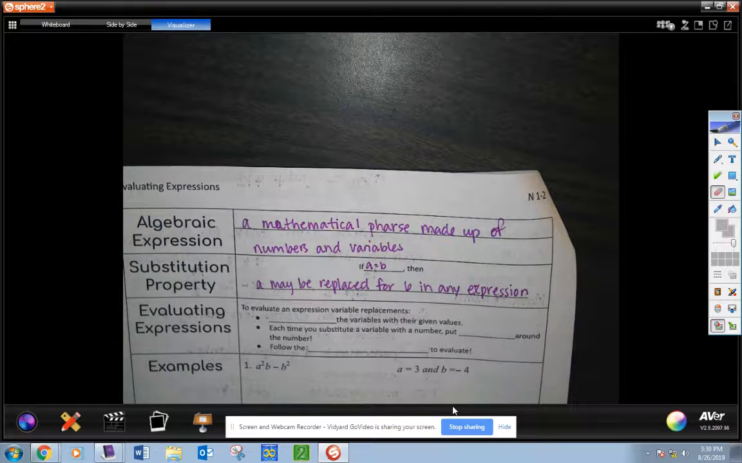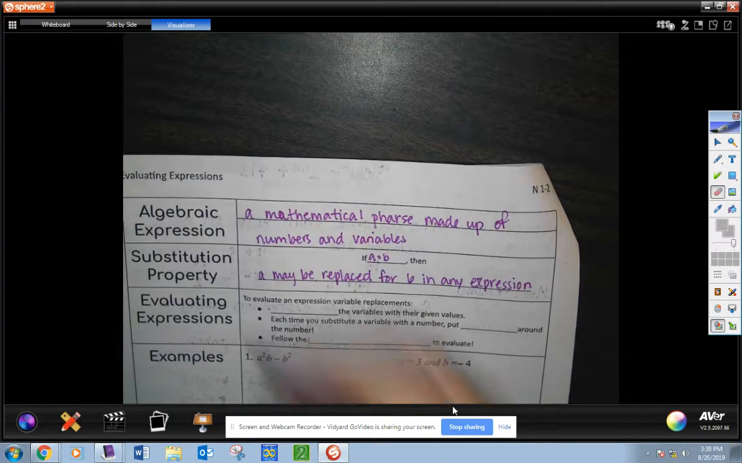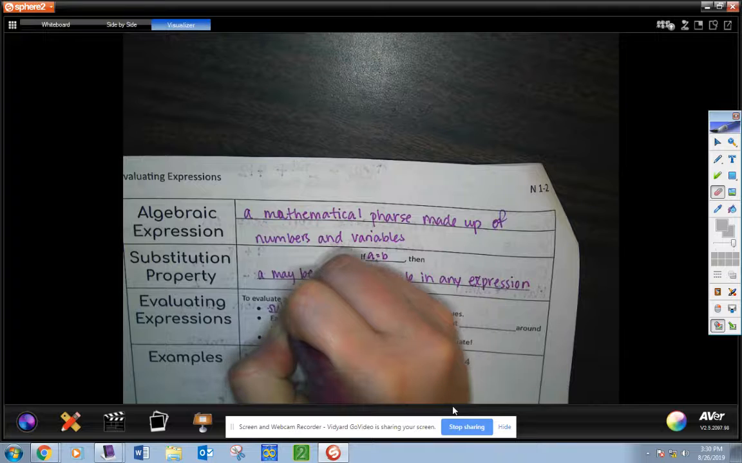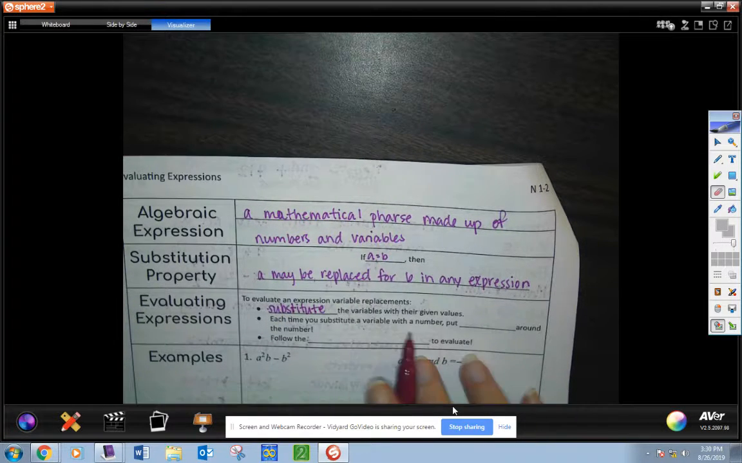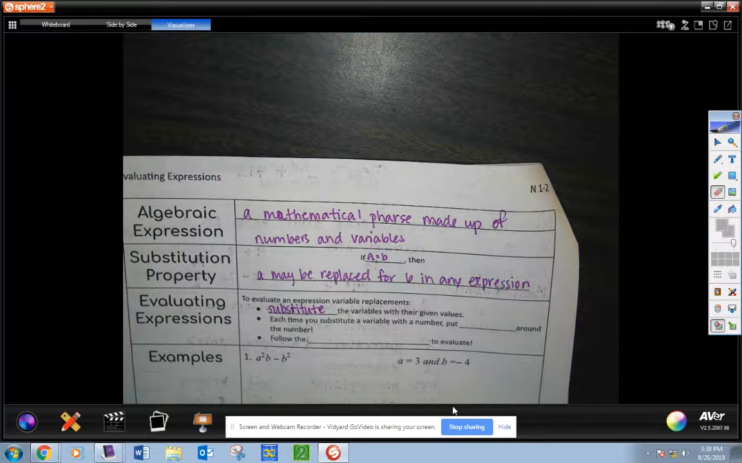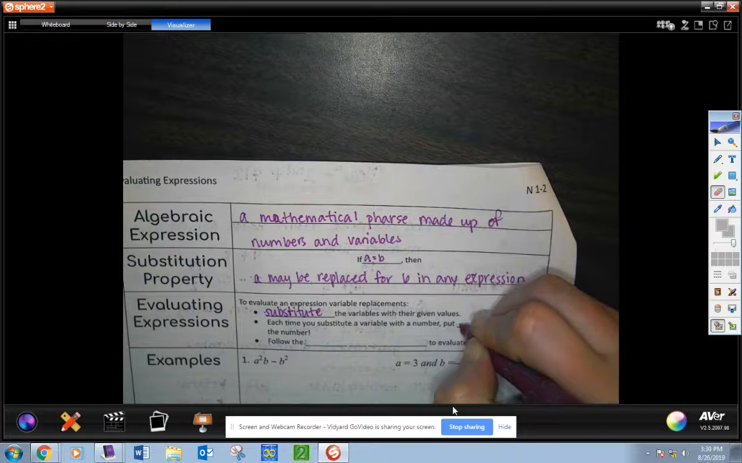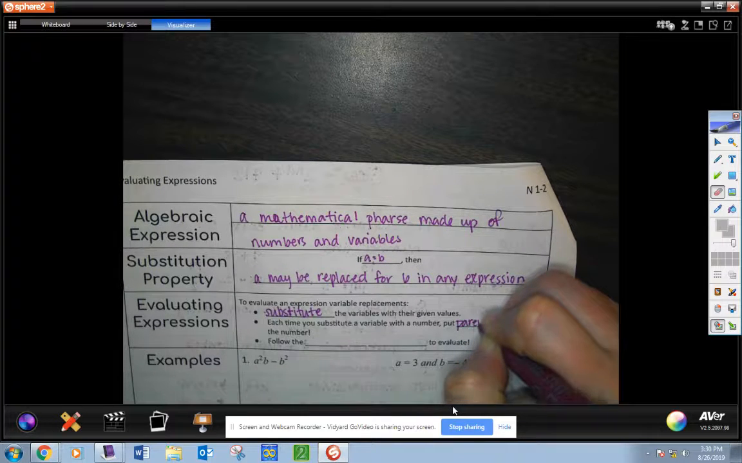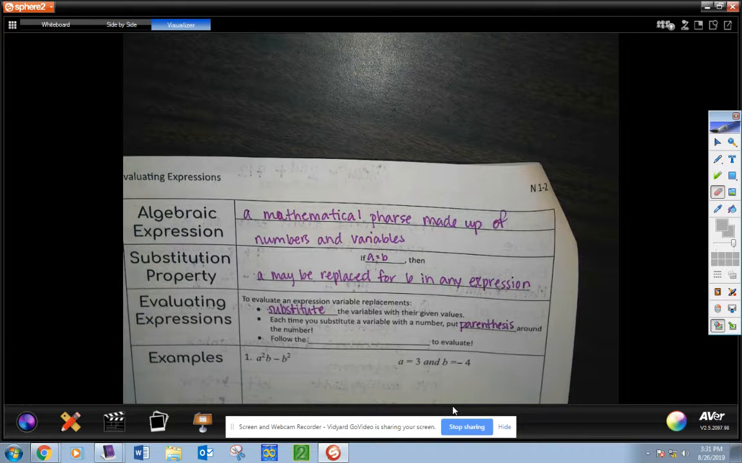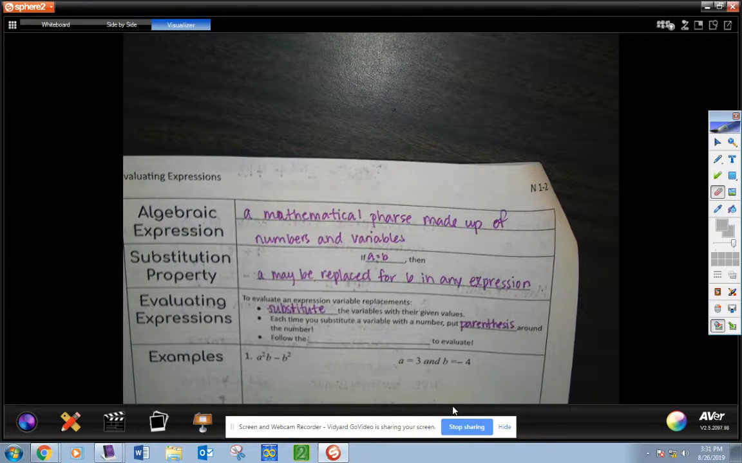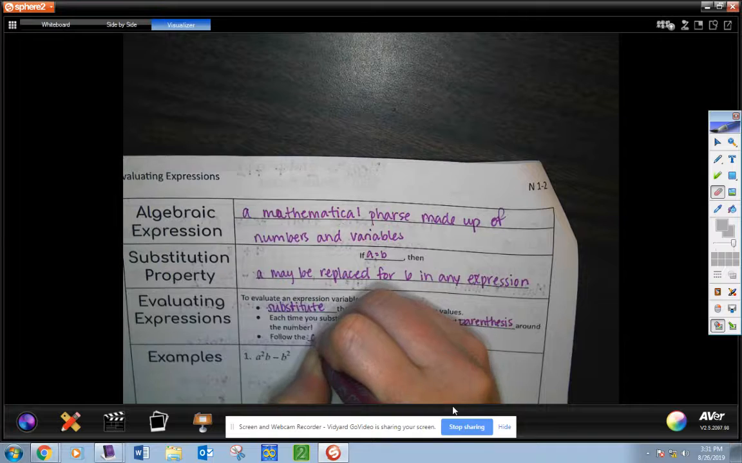Okay, when you're working today to evaluate, the first thing you're going to do is substitute the variable, the letter, with its given value. Now, each time you substitute a variable with a number, you must put it in parentheses. I don't care if it's positive, negative, whatever. Put it in parentheses so your calculator will compute it correctly. And then we're just going to follow the order of operations.